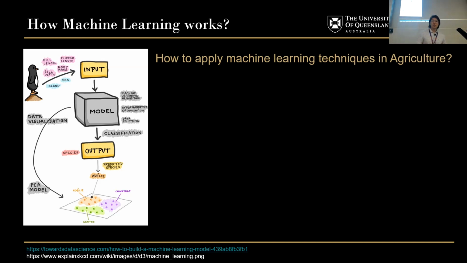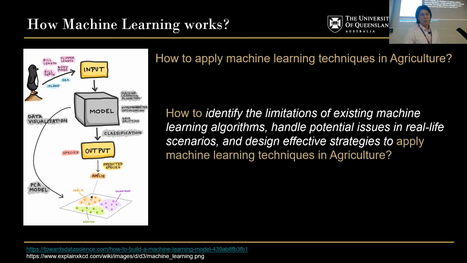However, is applying machine learning techniques in real life agriculture applications as simple and ideal as this penguin example? Actually, let me paraphrase this question a bit. From how to apply machine learning techniques in agriculture, into how to identify the limitations of existing machine learning algorithms, handle potential issues in real life scenarios, and design effective strategies to apply machine learning techniques in agriculture.